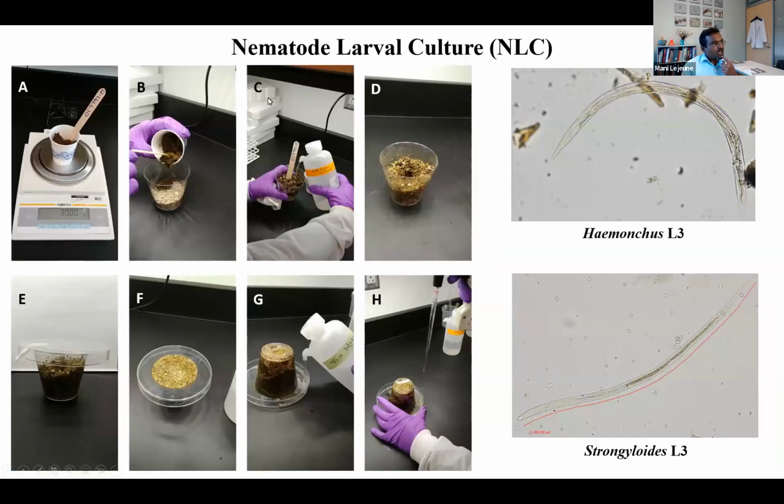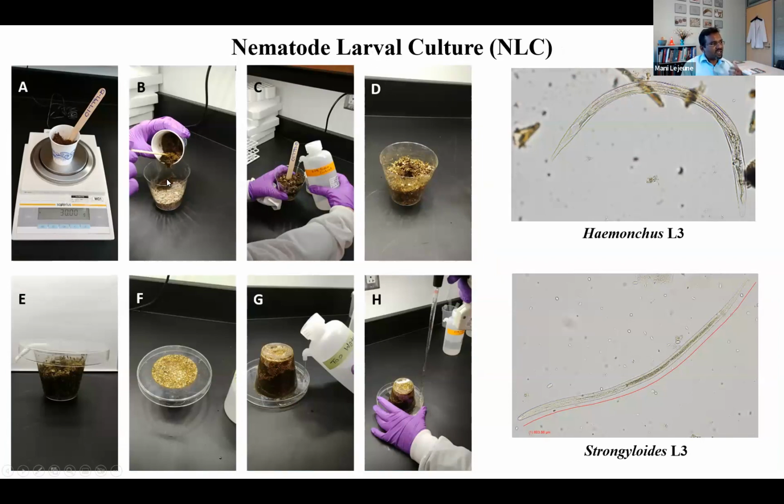On the other hand, we can also do a nematode larval culture if you want to identify the different strongyles that are present in a fecal sample. This is a time-consuming procedure. It takes at least 14 days. Again, we need at least 30 grams of fecal sample.